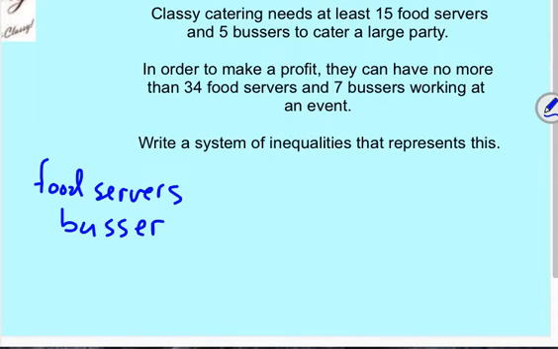Okay, I'm just going to say this. Food server, we'll use the variable f. Bussers, we'll use b. And it starts out with classy catering needs at least 15 food servers. At least means greater than or equal to. If you need at least 15, could you have 16? Yes. 17? Yes. Could you have 14? No. Has to be more than 15. So f is greater than or equal to 15.